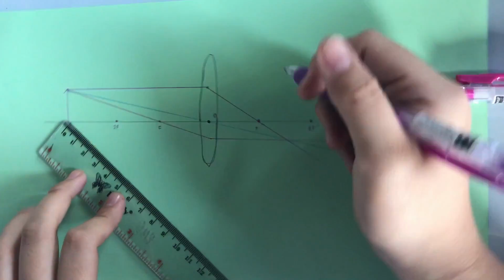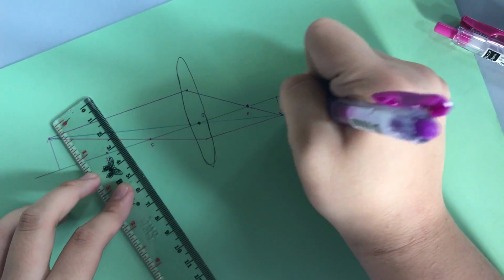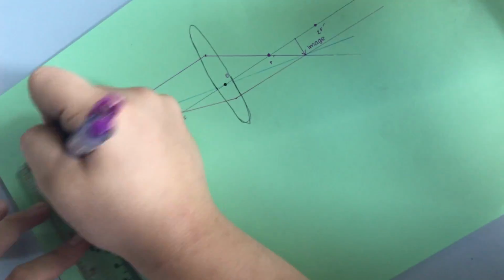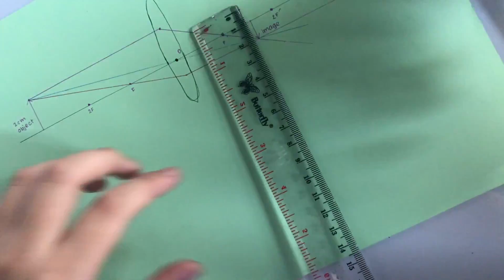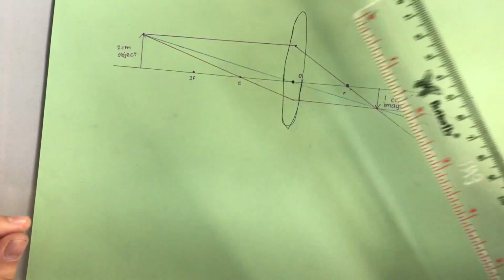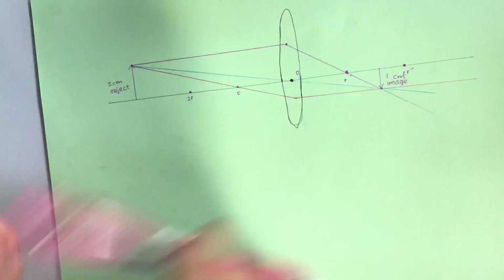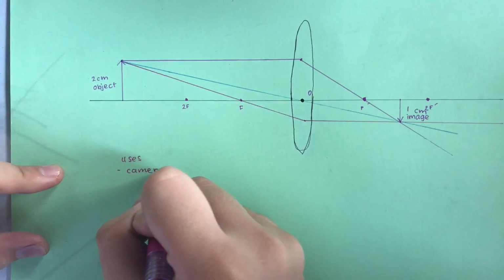The second line goes directly through the middle, straight. The third one goes through the focus and then parallel to the principal axis. There you can see the image, the point where the image can be seen.